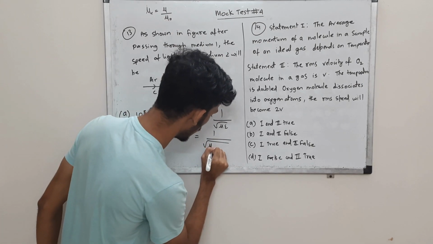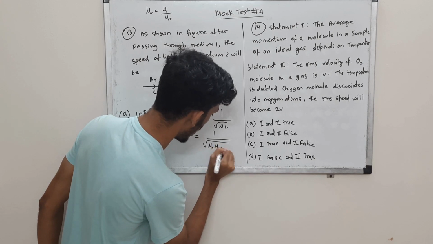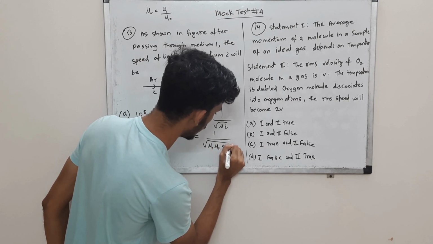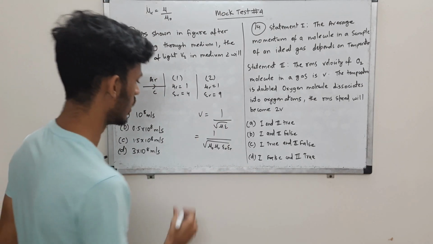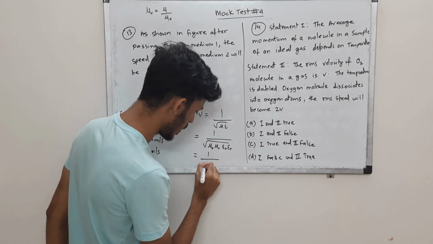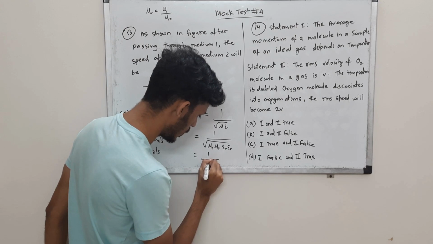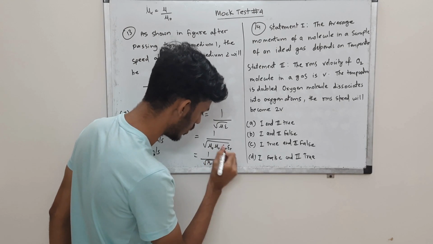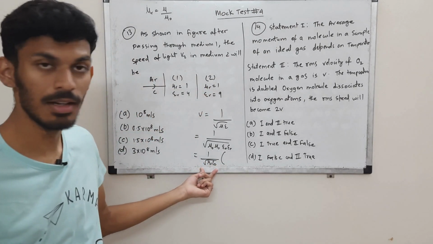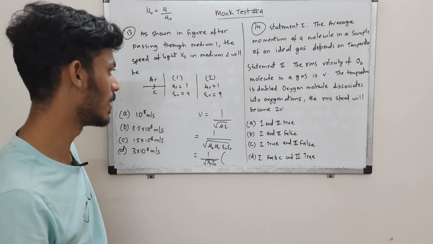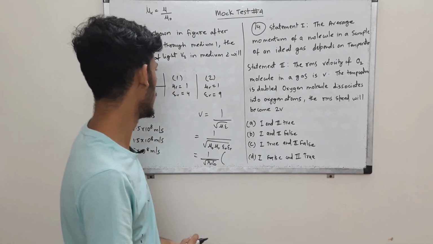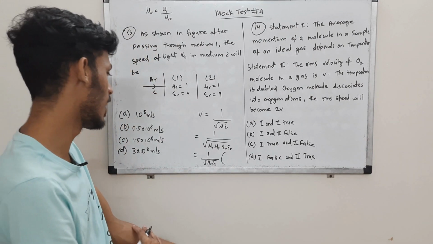Okay, so mu naught times mu r, and here we'll have epsilon naught times epsilon r, in place of mu and epsilon. Now this formula you might know, 1 upon root of mu naught epsilon naught is nothing but the velocity of light. It's c in free space, in air, or in vacuum.